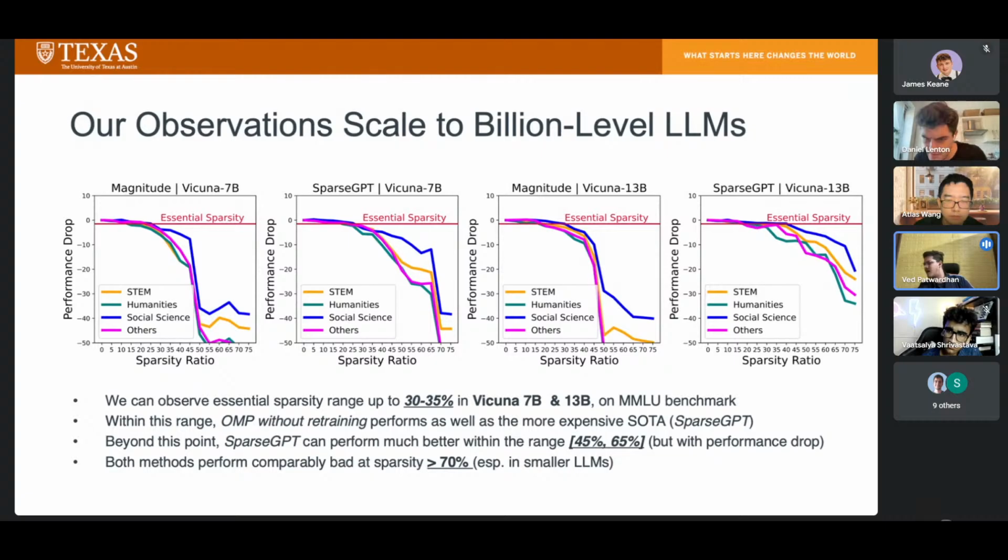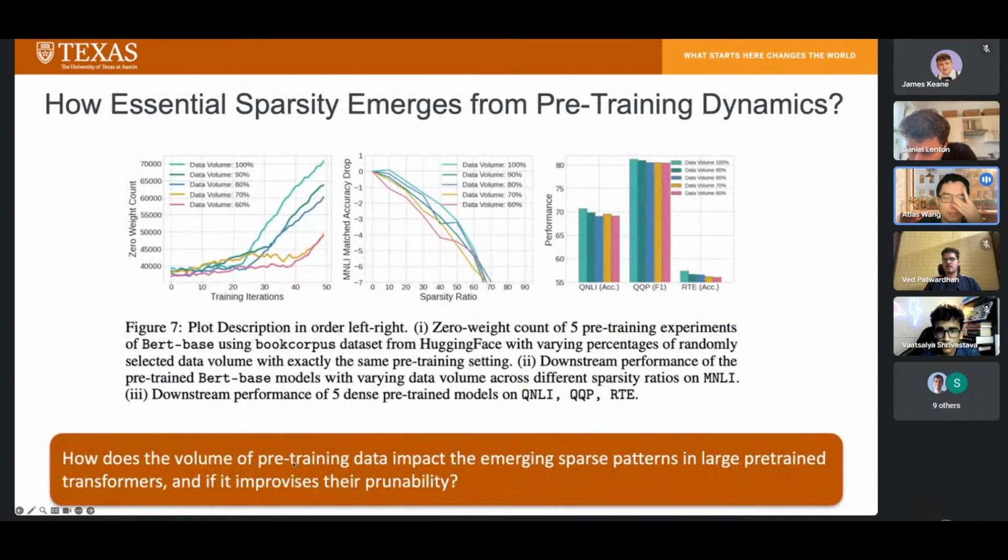The higher the data volume, the more zero-count features. We can save on compute if we prune it to 60-70% initially without losing much on performance. That is a result we only observe. So this result is only done on BERT base.